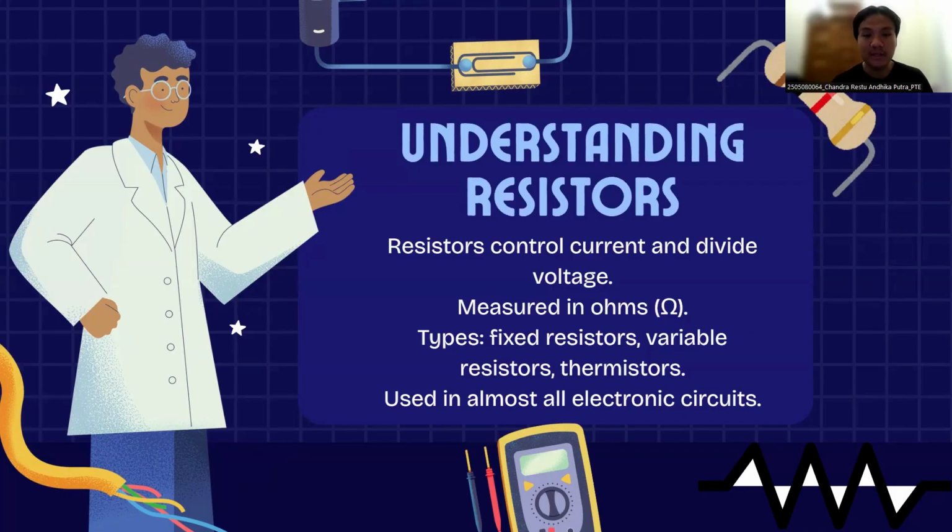Resistors are essential components in almost all electronic circuits. Their primary functions include controlling the flow of current, dividing voltage across different parts of a circuit, and protecting components from excessive current. Resistors are measured in ohms and come in several types such as fixed resistors, variable resistors, potentiometers, and thermistors, which change resistance based on temperature. Their versatility makes resistors indispensable in circuit design, from simple LED circuits to complex digital systems.